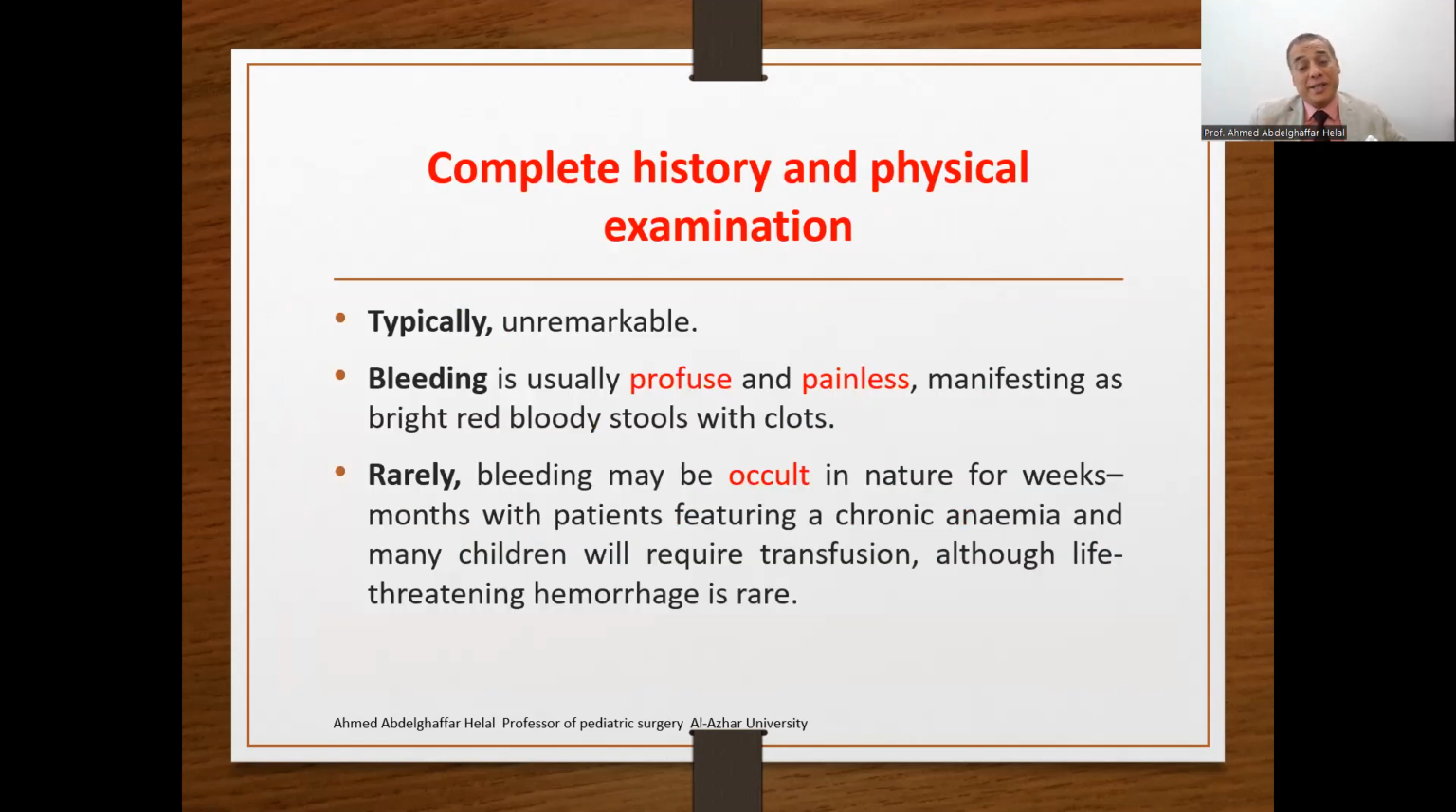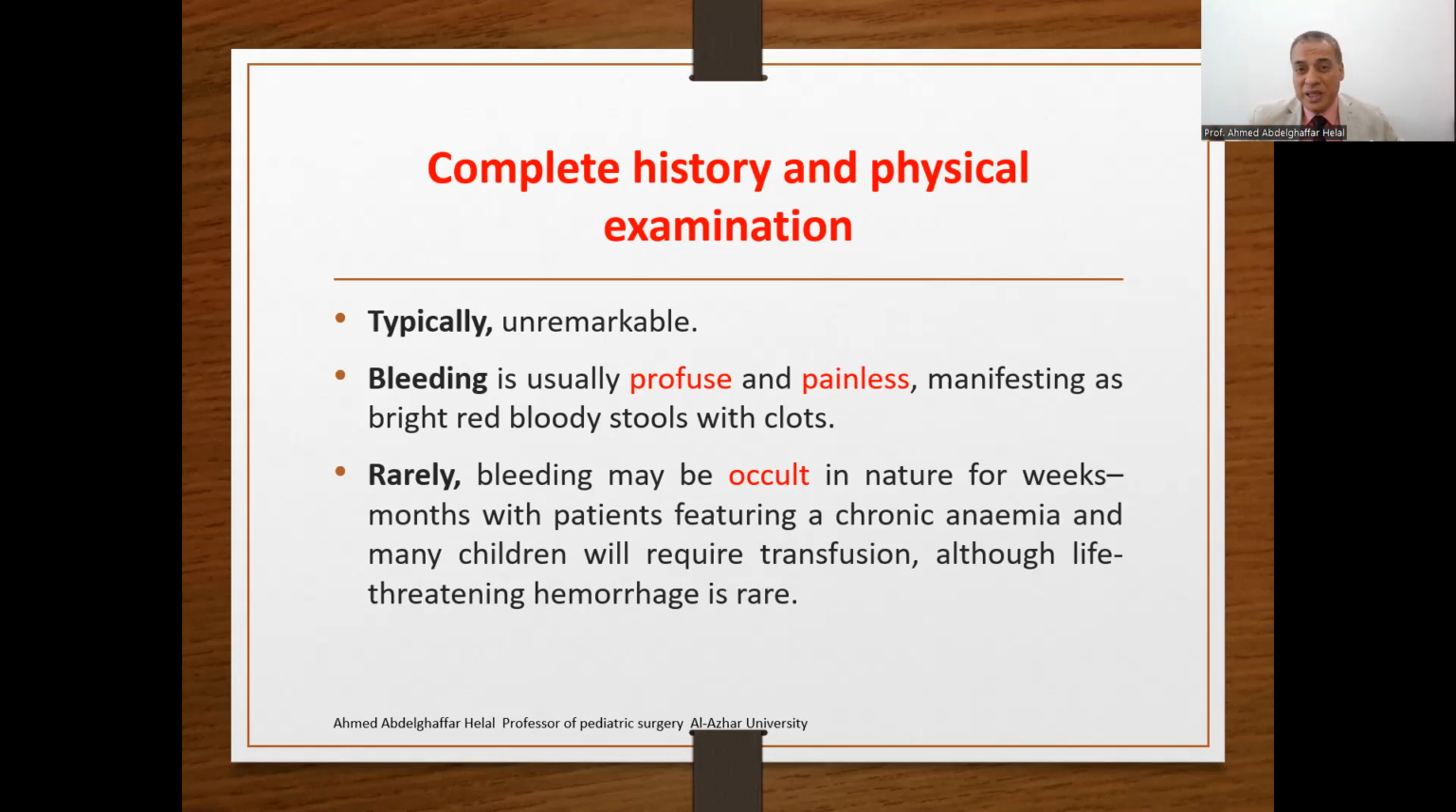By history and physical examination, usually the history and physical examination is unremarkable. Bleeding is usually profuse and painless, manifesting as bright red blood per rectum with blood clots. Rarely the bleeding may be occult for weeks or months, with the patient presenting with chronic anemia. Many children require blood transfusion, although life-threatening hemorrhage is rare. So bleeding is usually profuse and painless in a young child.